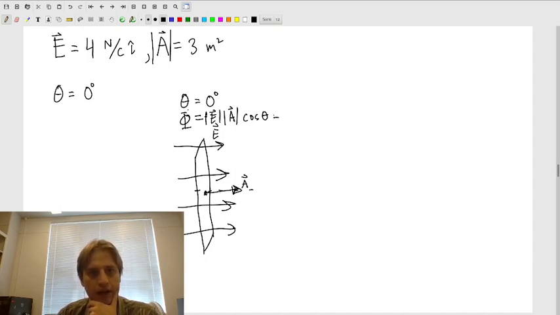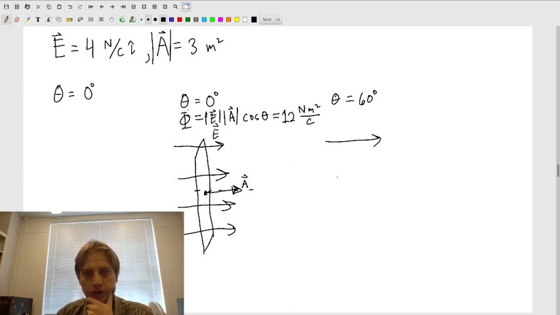Okay, so in this case that would be 4 times 3 times cosine of 0. So that would just be 12 newton meters squared over coulombs. Okay, then what about if we took something like angle equals 60 degrees? What would that look like? Well, our flux is going to go down, but I want you to picture why that is.